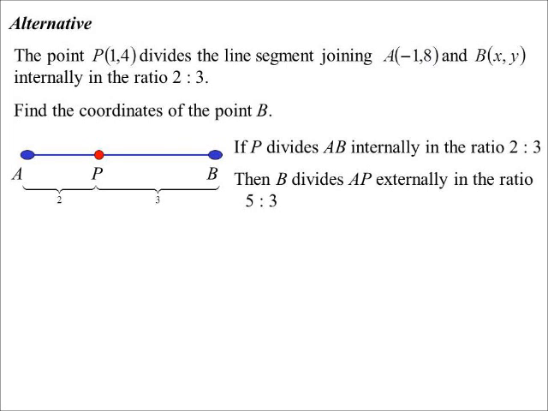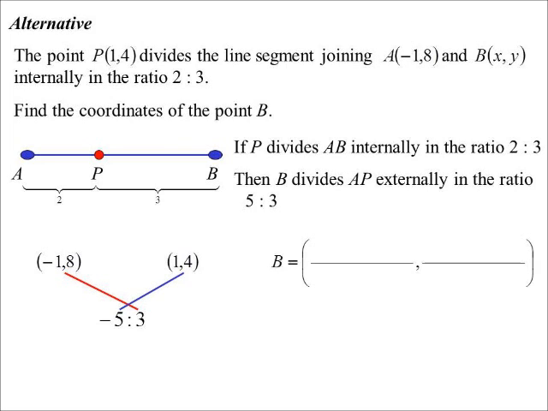And I'll just do it like the first ones. So write down the coordinates of the endpoints, which are now A and P. So minus 1, 8 and 1, 4. We're dividing it externally, so negative 5 to 3. Multiply along the crosses. So B will become, add the bottoms together, so minus 5 and 3 is negative 2. Multiply along the crosses. 3 times negative 1.